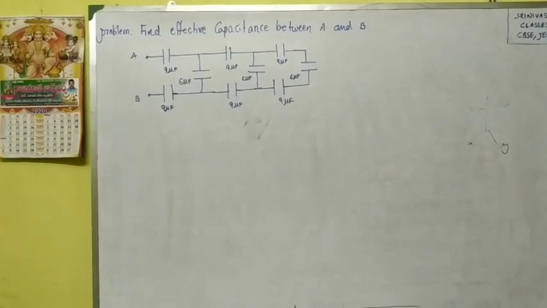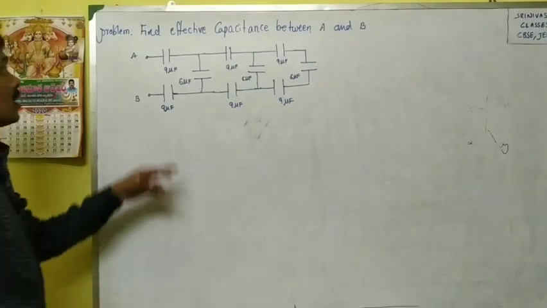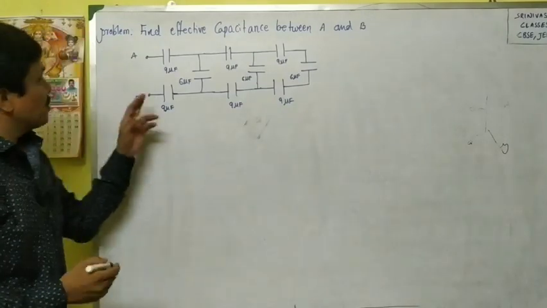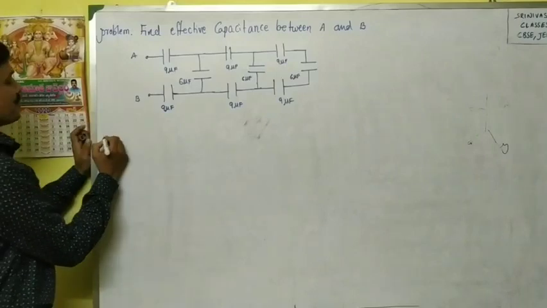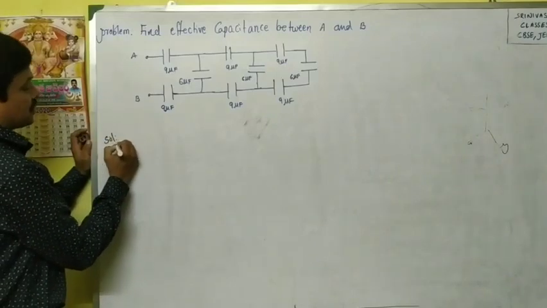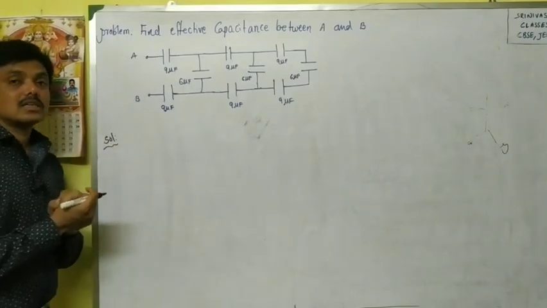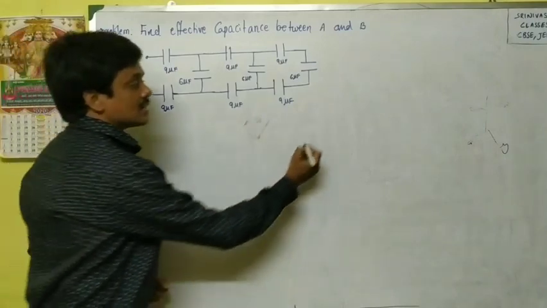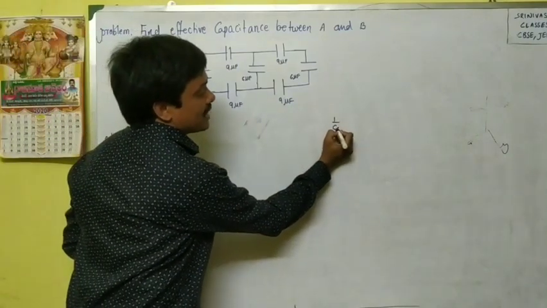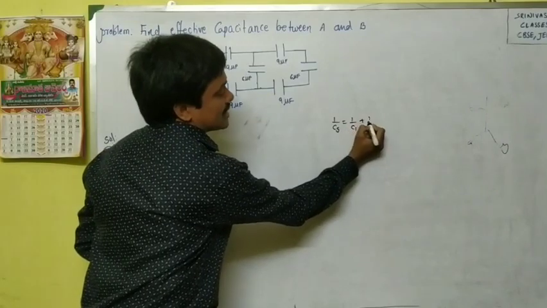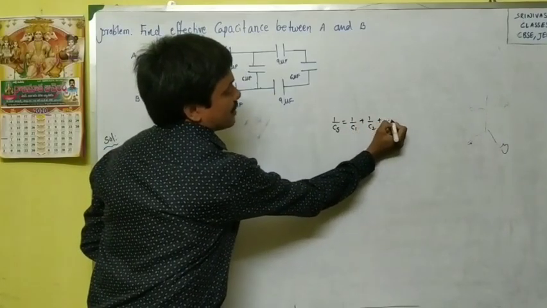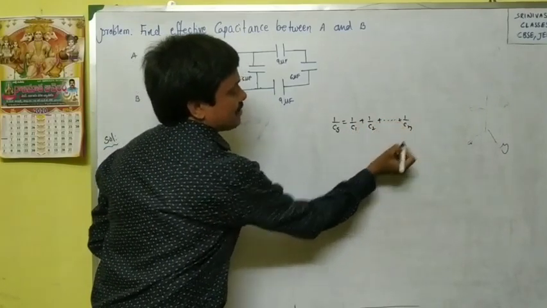Okay, let us continue and let us try to solve this problem based on the series and parallel combination of capacitors. Look at here, this is a very interesting problem, and how to find the effective capacitance between the series and parallel combination. In series combination, the formula is 1 by Cs is equal to 1 by C1 plus 1 by C2. If n capacitors are connected in series, this is the formula.